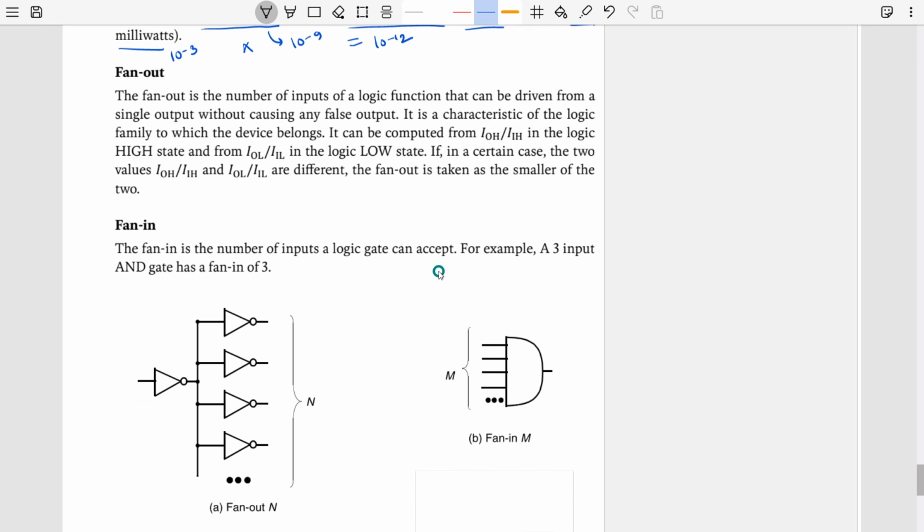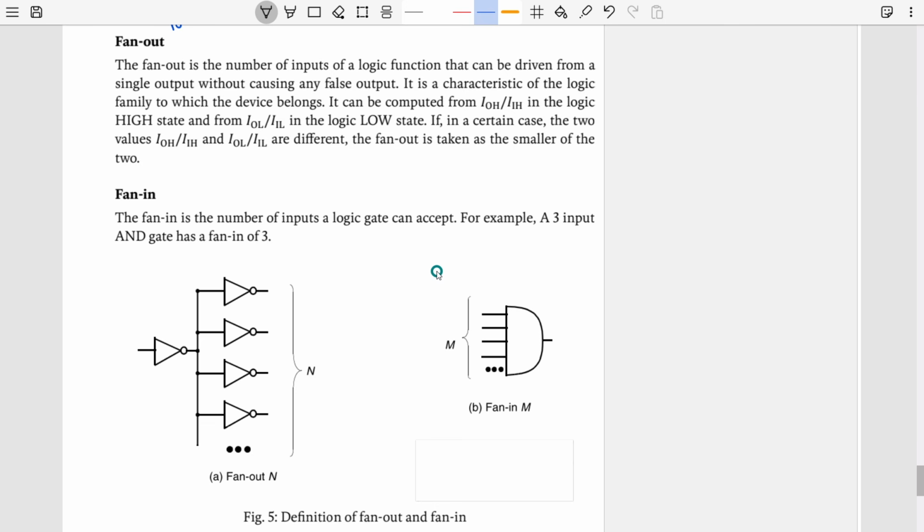Okay, so last, fan out and fan in. The concept of current consumption, what is the maximum current a particular gate can provide at the output, and what is the maximum amount of current a gate can take as input, comes from these two concepts, fan out and fan in. Fan out is the number of inputs of a logic function that can be driven from a single output without causing any false output. So this is the kind of situation.